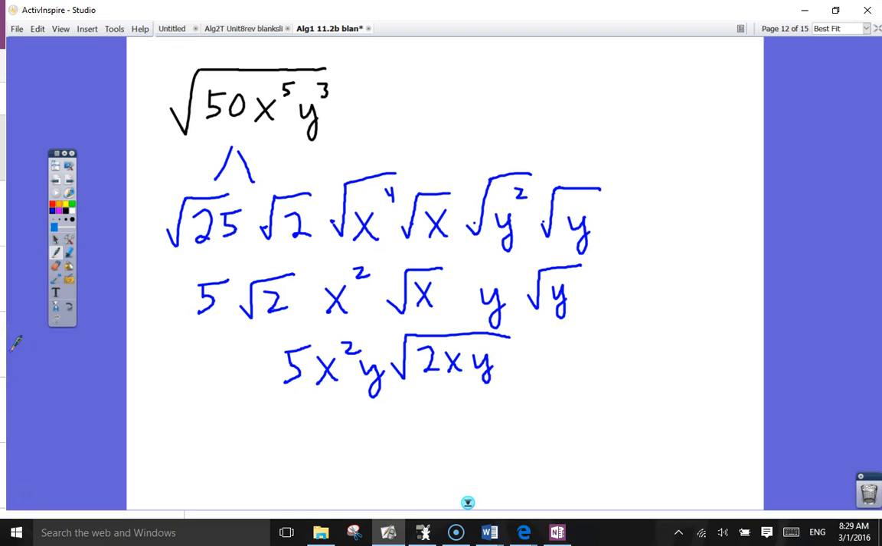Right. I took all the things that were outside radicals and I put them in front. And I put all the things that are inside radicals inside the radical. Get it, Victoria? Yeah. In a minute.